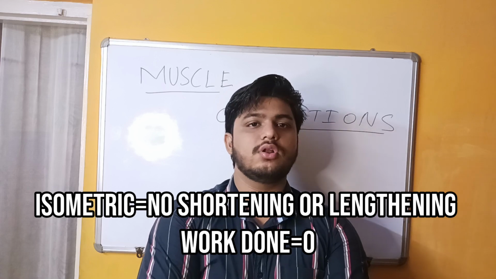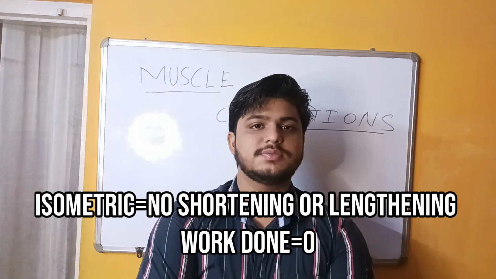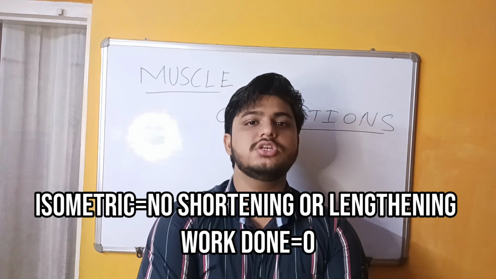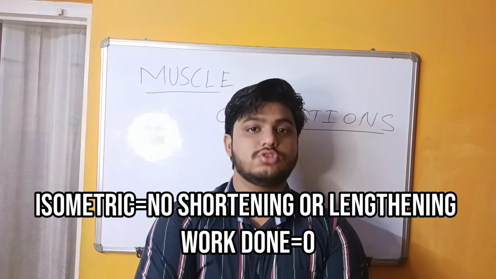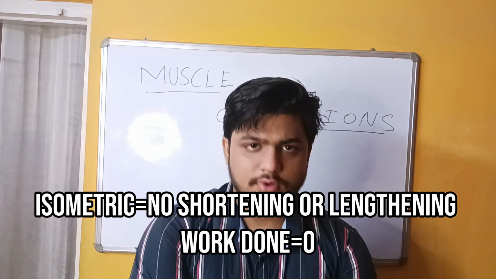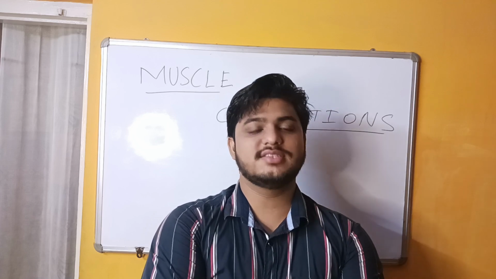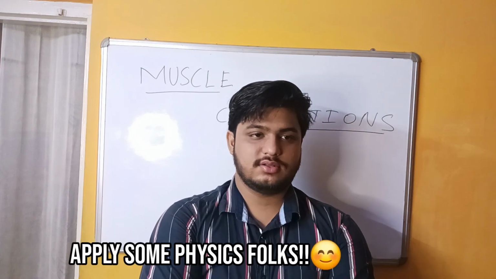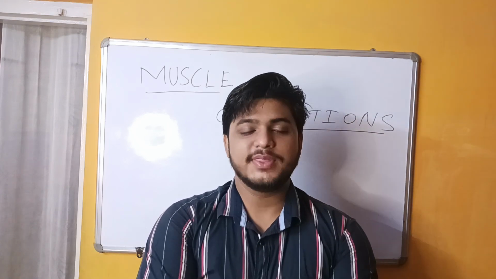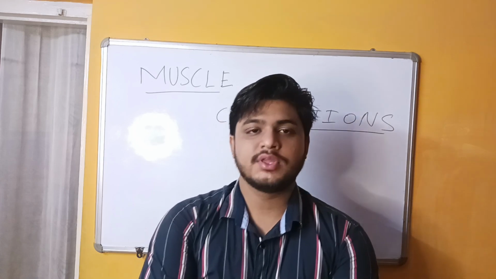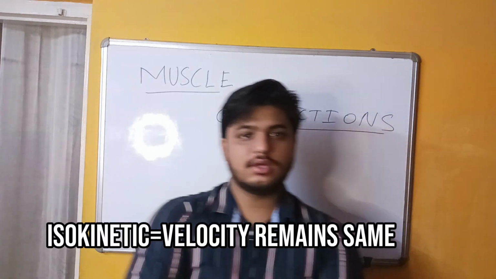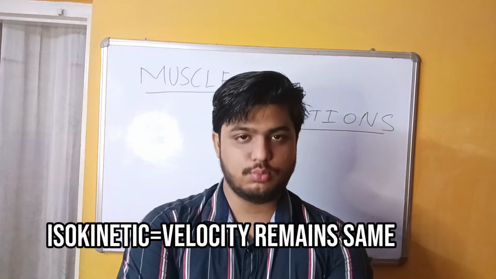Then we have isometric. Isometric means overall length remains the same and the muscle is being contracted without any visible change in length or motion of the muscle belly, and the overall work done is 0. Okay, so the overall work done is 0. And how? This you can comment. And the last is isokinetic. Isokinetic means the velocity remains the same throughout the motion, and this is basically all the kinds of muscle contraction that you need to know about. Thank you.